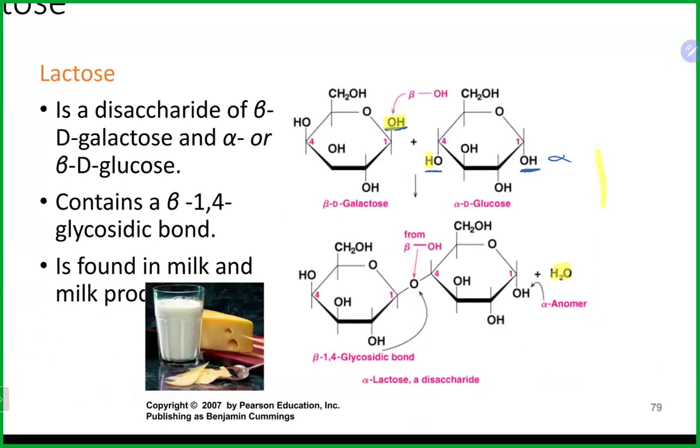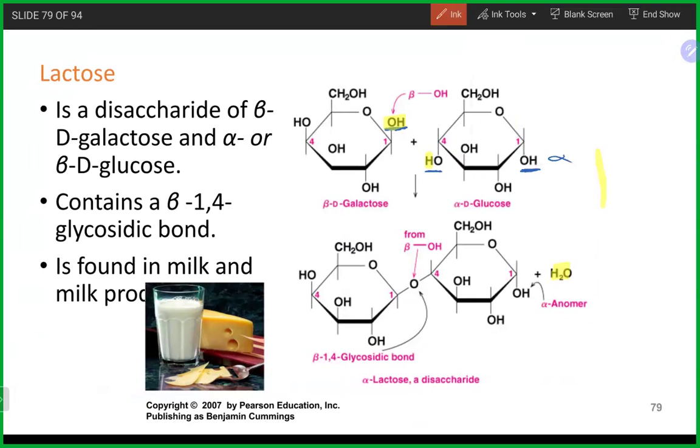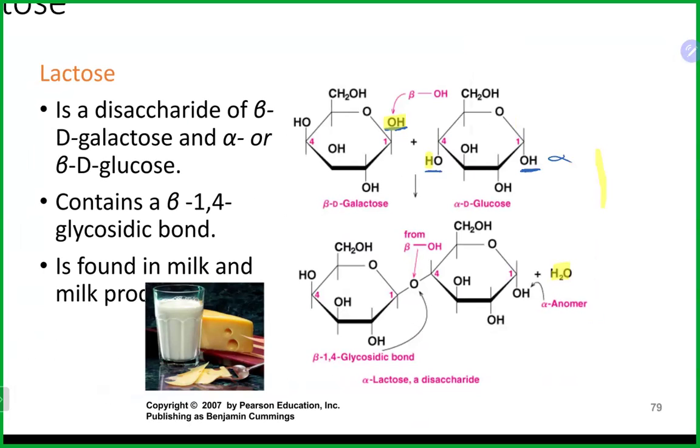Now, what we're going to do is put it together. Now, this location here is going to be a little bit different in terms of how it's going to come together. And it's going to come together in what is referred to as a beta 1,4 glycosidic bond. Now, beta means up, right?